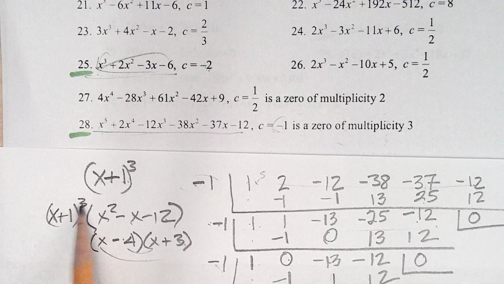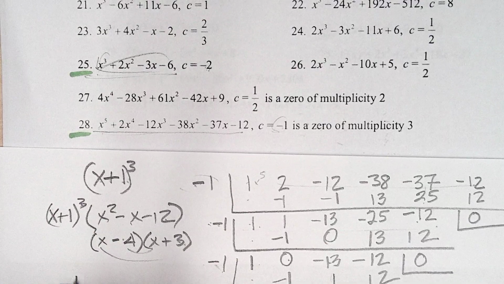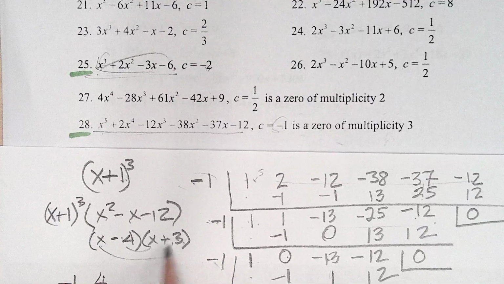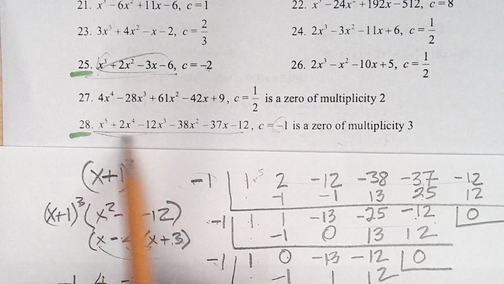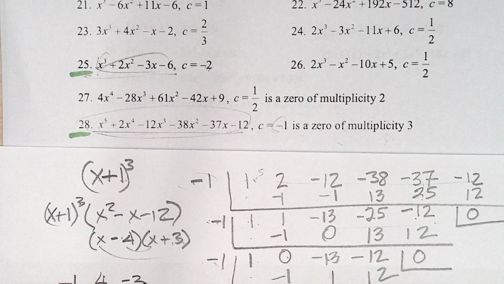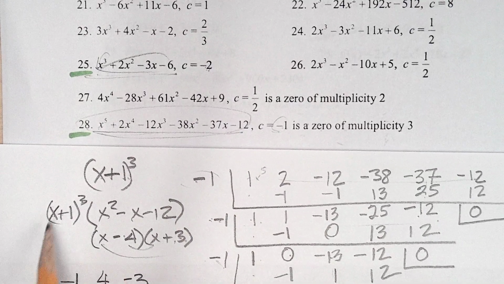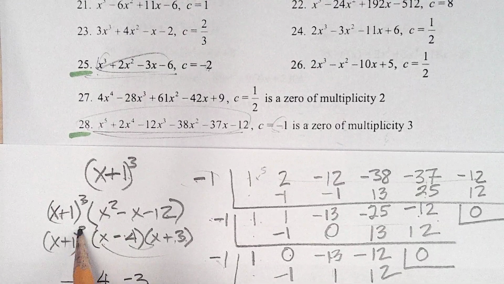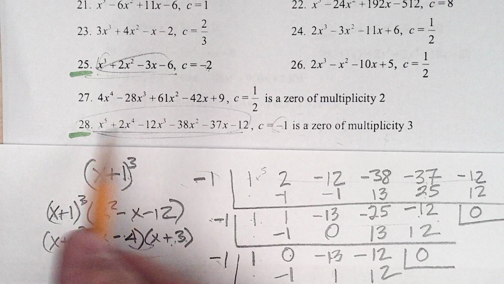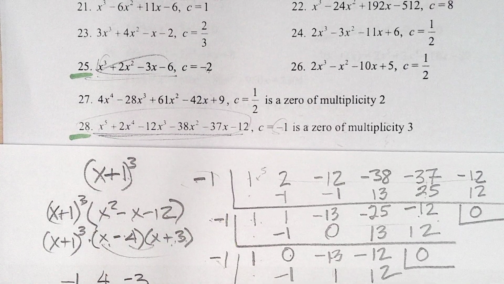X plus 1 cubed, which means minus 1 is a 0. And 4 is a 0. And minus 3 is a 0. Now, I probably could have just graphed this and saw these. But completely factored, it's x plus 1 three times this, and that's what this factors to. Okay, that's everything for 3-4 that I asked you to do.